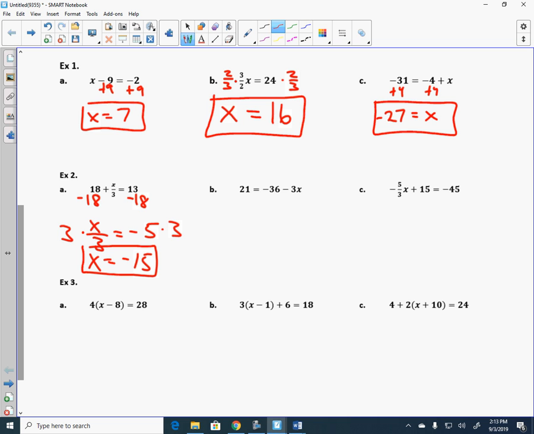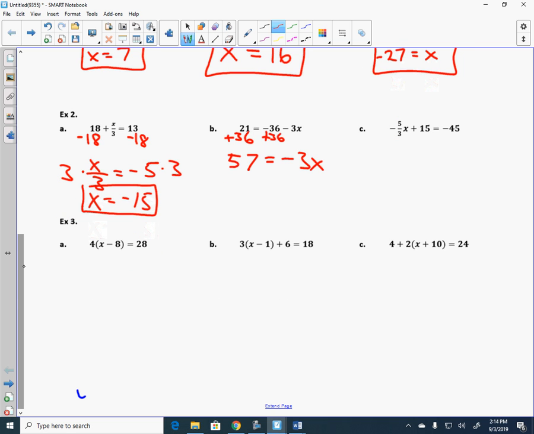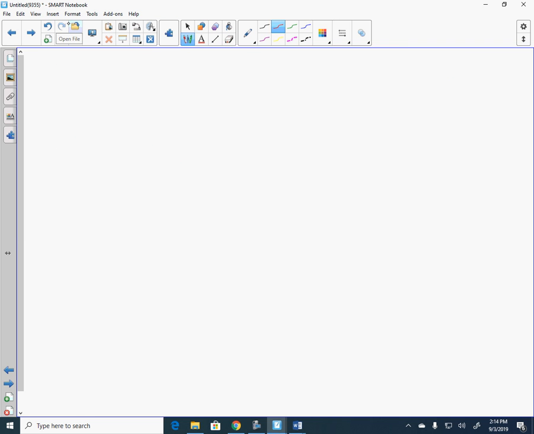What are you going to do for letter B? Add 36. And I get 57 is equal to negative 3x. Is 57 divisible by 3? Looks like I need to teach you something.